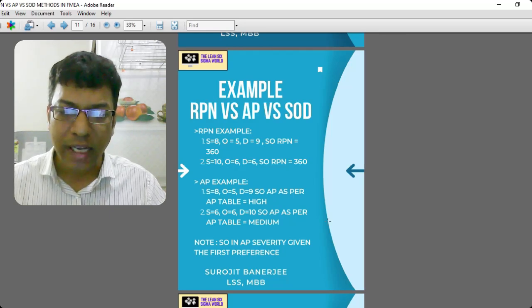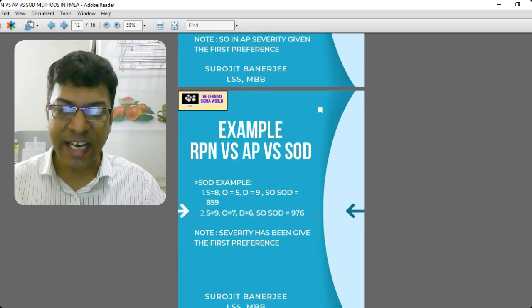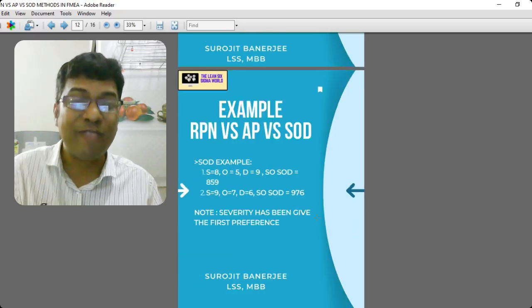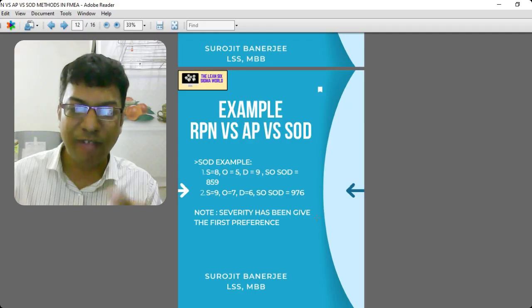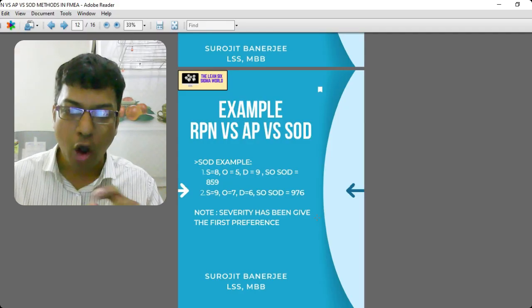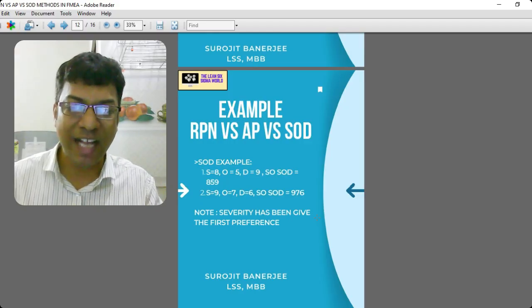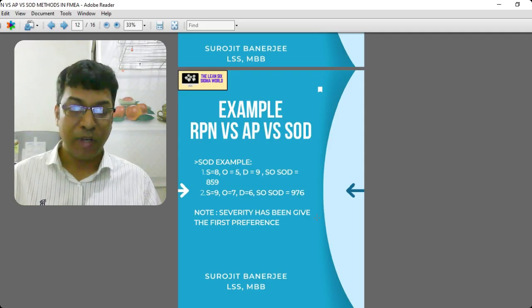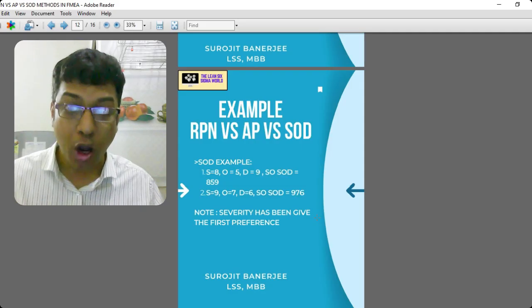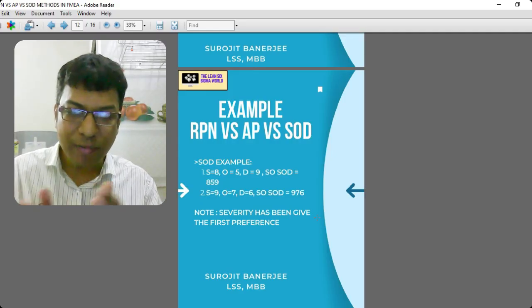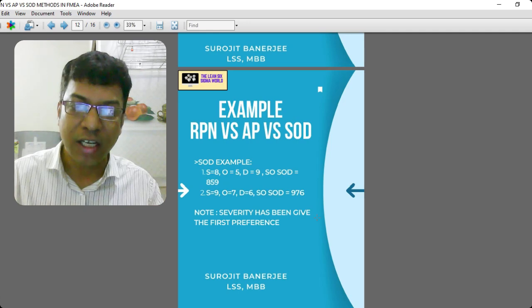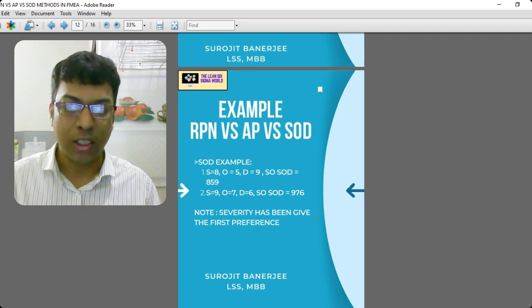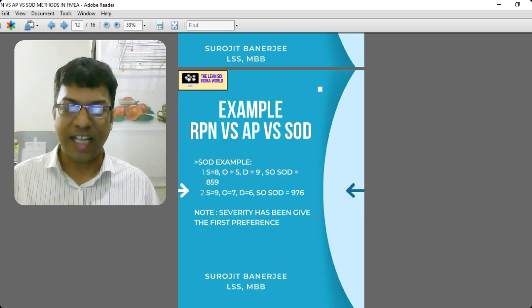Now I'm moving into SOD. In SOD, if my severity is 8, occurrence is 5, and detection is 9, SOD becomes 859, because in SOD you place the numbers one by one. Now severity is 9, occurrence is 7, detection is 6, and you get the SOD number as 976. It is a higher SOD because my severity has increased, then occurrence, then detection. So here also you can see that the first preference is given to severity, then occurrence, and then detection.